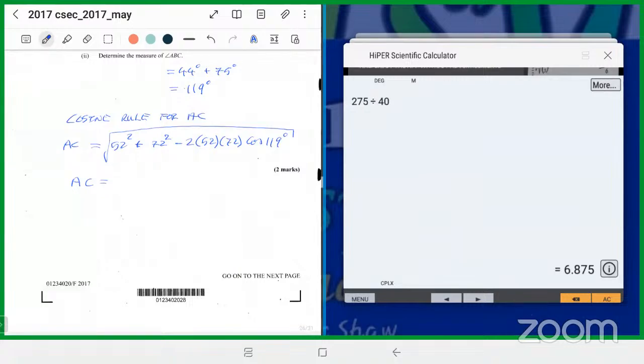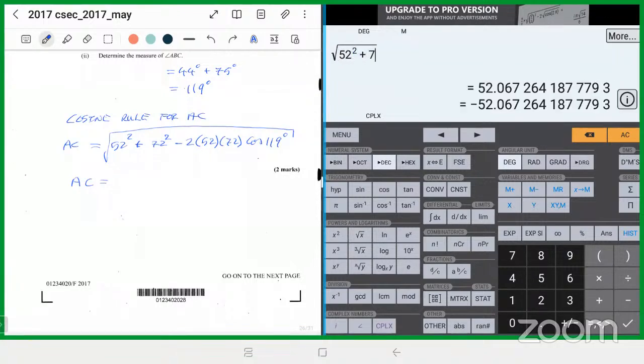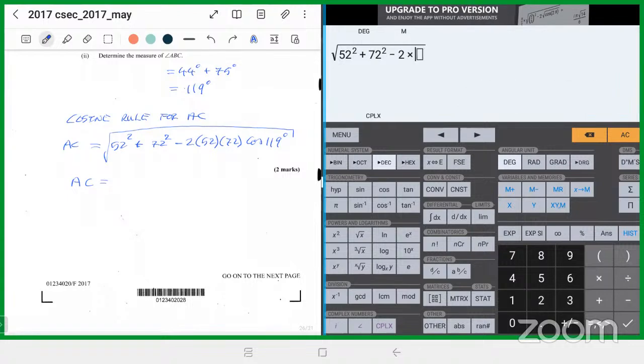All right, so you're going to put this in the calculator now exactly as it is. Make sure your calculator is in degrees. See the DEG up there. DEG is degrees. So I'm going to write square root of 52 squared plus 72 squared. You don't have to waste time working on each part. Put everything in the calculator and get one value. Minus 2 times 52 times 72 times the cosine of 119.